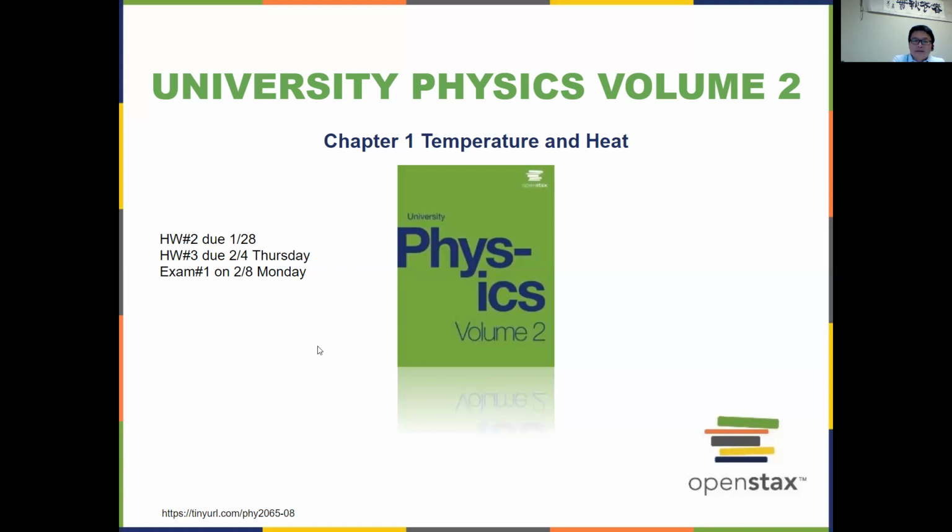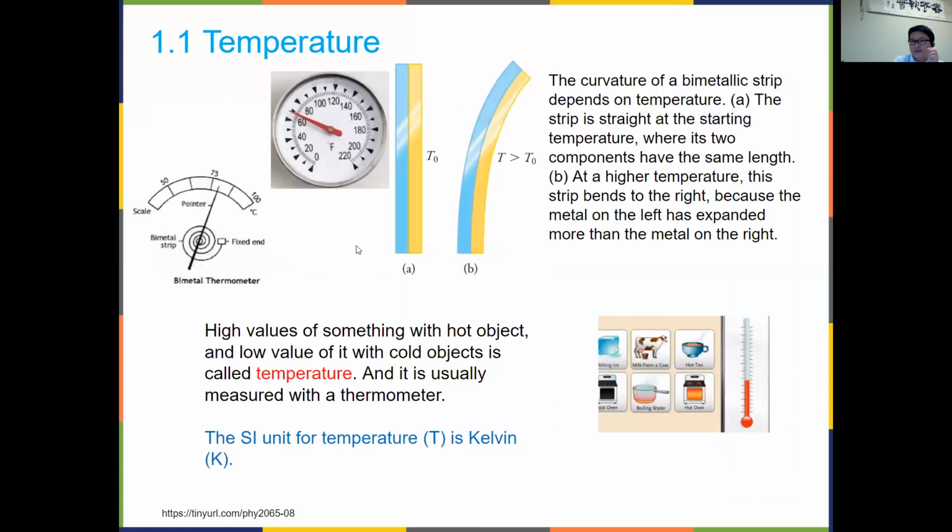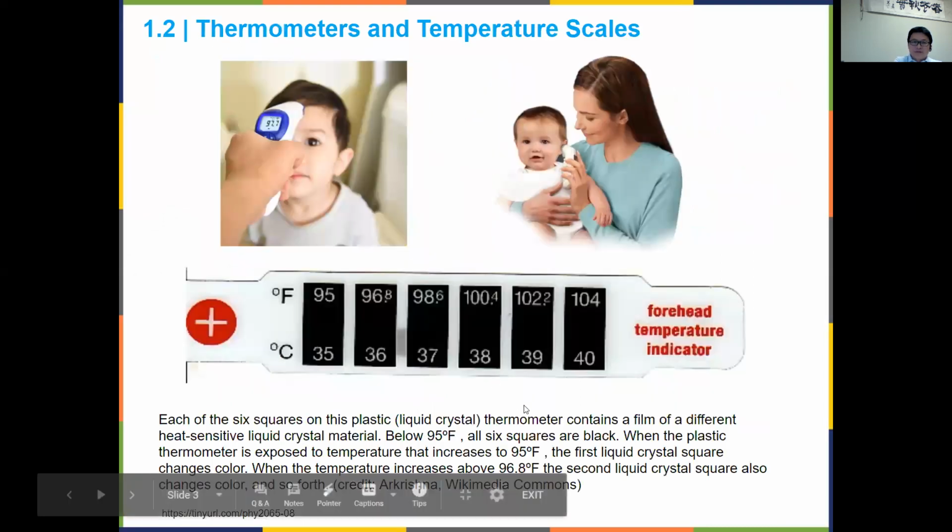All right, so we will again be looking into chapter one, temperature and heat, right? So let's quickly take a look at what we learned last time. Last time we introduced the definition in physics for temperature and the SI unit of it, which is Kelvin, okay? It's not Fahrenheit, it's not Celsius. There are different types of thermometers you could have, like digital ones, which are more often used these days.